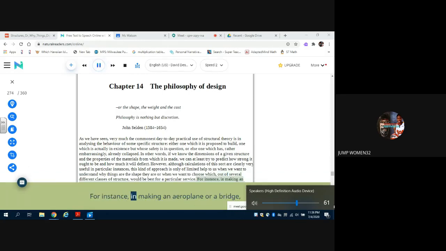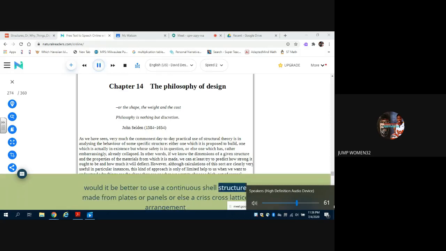For instance, in making an aeroplane or a bridge, would it be better to use a continuous shell structure made from plates or panels or else a crisscross lattice arrangement built up from rods or tubes and braced, perhaps, with wires? Again, why do we have so many muscles and tendons and comparatively few bones? Furthermore, how is the engineer ever to select from the large variety of materials which are usually available? Should he make his structure from steel or aluminium, from plastic or from wood?